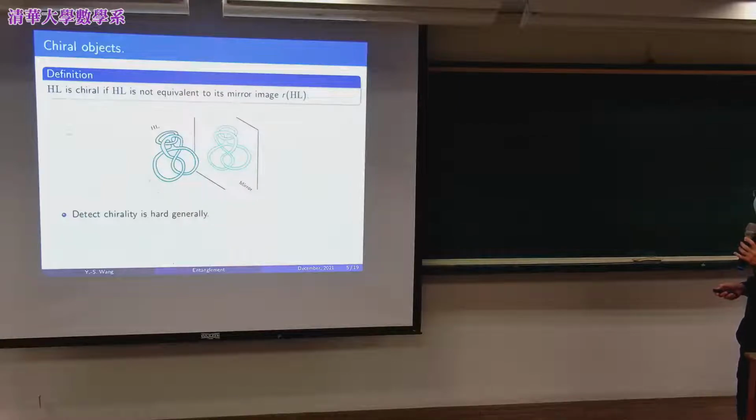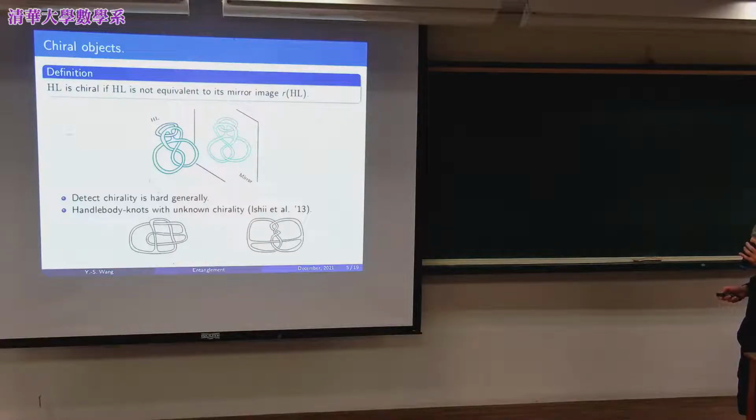And one reason that the classification problem is not easy is that detecting chirality is usually not very simple. Just to give you some examples, there are some handle-body knots with small crossings. They are not complicated handle-body knots because there are not many crossings. But nevertheless, their chirality is still unknown.